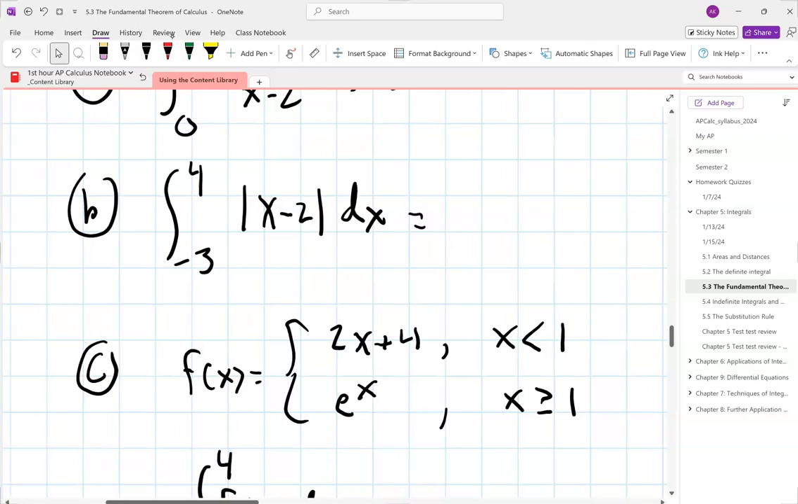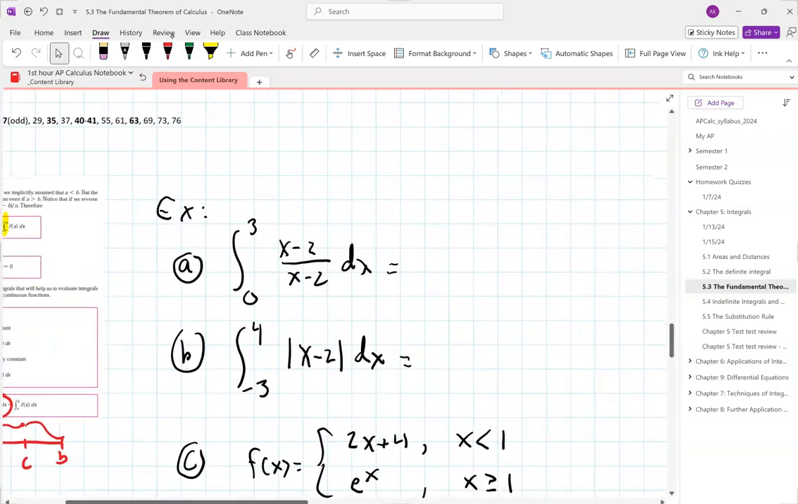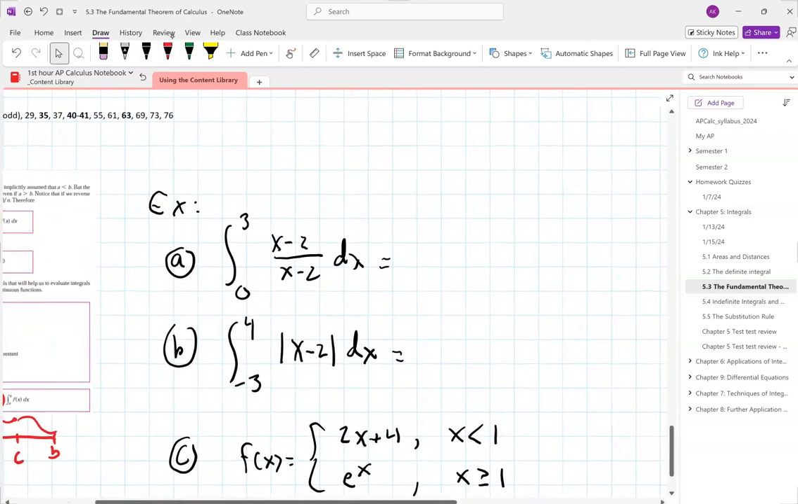So I wrote up a couple of quick examples to illustrate some of these things that can happen. So let's look at example A here for a moment. This is the integral from 0 to 3 of x minus 2 over x minus 2 dx. Who just wants to write that as 1? What's the problem with that, though?